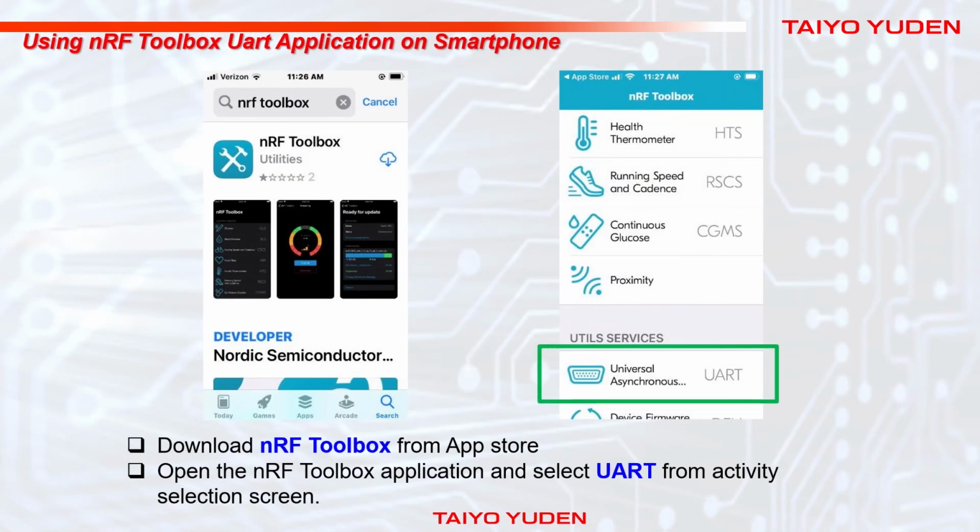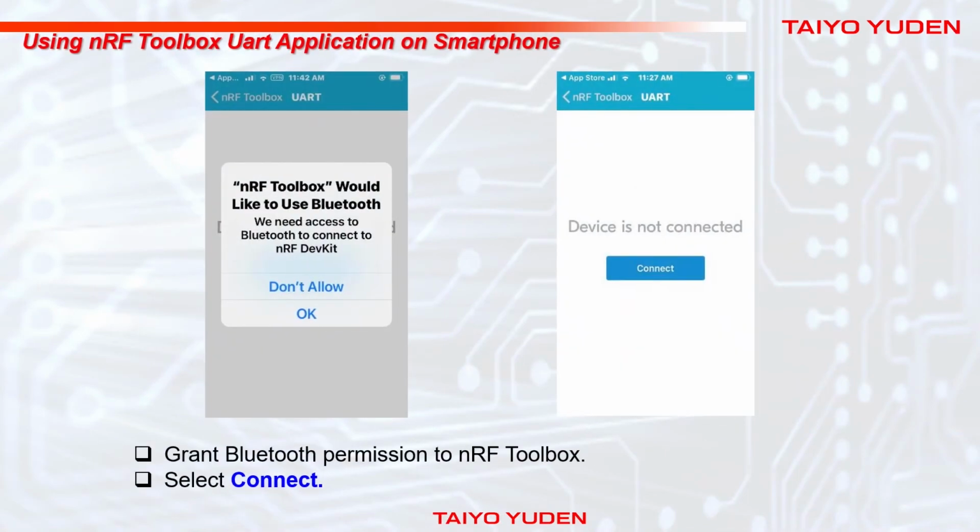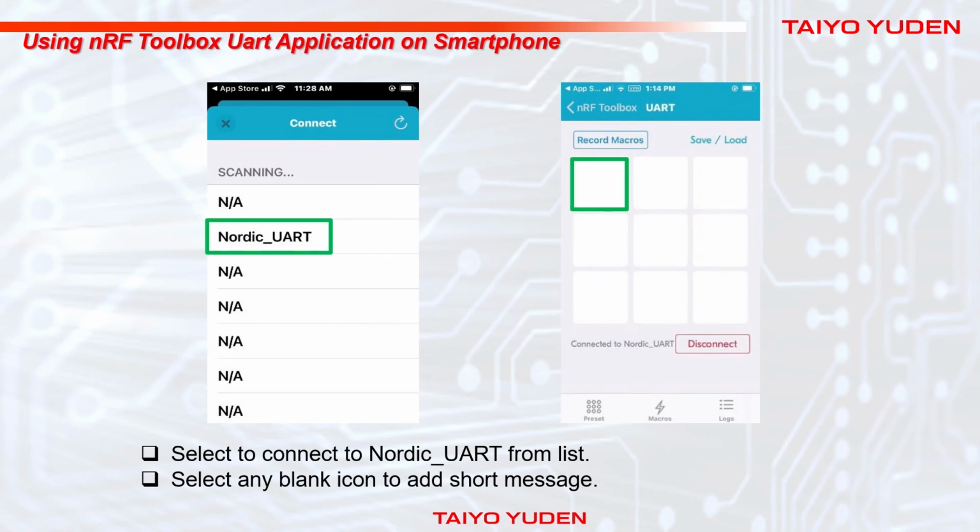Download nRF Toolbox from the App Store. Open the nRF Toolbox application and select UART from the Activity Selection screen. Next, grant Bluetooth permission to the nRF Toolbox app. Select Connect. Select Connect to Nordic UART from the list.